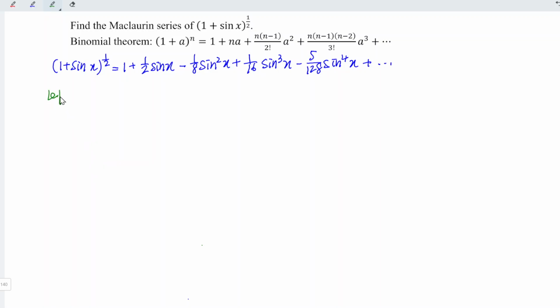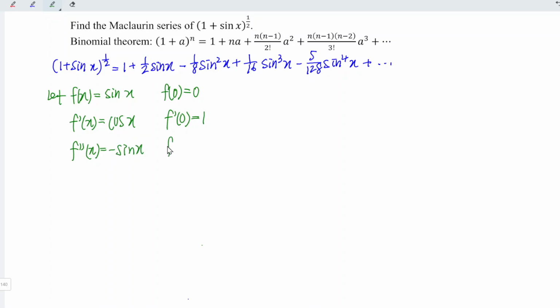We can let f(x) be equal to sine x. At the point x is equal to 0, sine 0 is equal to 0. We can differentiate the function sine x with respect to x, and we should obtain cos x. At the point x is equal to 0, cos 0 is equal to 1. Let's differentiate further. Differentiating cos x gives negative sine x. At the point x is equal to 0, again sine 0 is equal to 0.